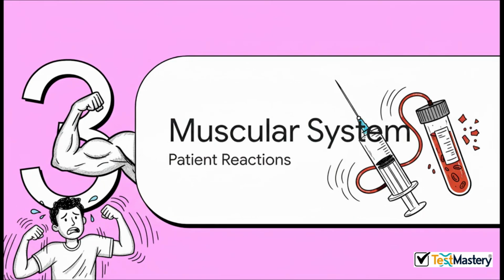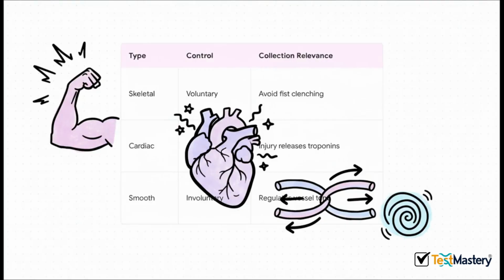Okay, let's move a little deeper now to the muscular system. This is where we see how a patient's actions and even their involuntary reactions can directly mess with the quality of your blood sample. So we have 3 types of muscles, and each one matters to us in a different way. Skeletal muscle is voluntary. That's what's involved in that fist pumping we need to avoid. Cardiac muscle is involuntary, and if it's damaged, it releases things like troponin that we test for.